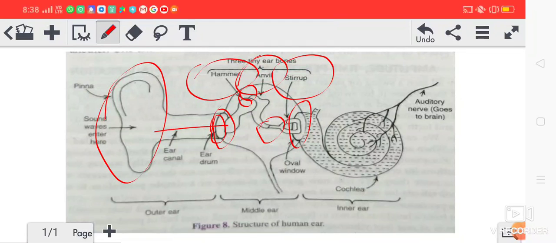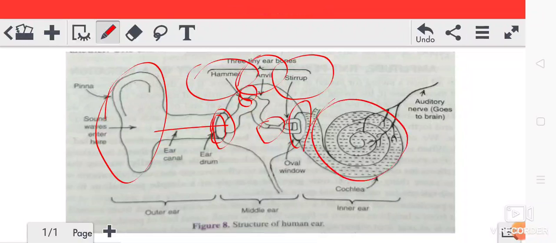And the inner part of the ear has a coiled tube. This tube is called the cochlea, and one end of the cochlea is connected to the middle part of the ear through the elastic membrane here. This cochlea is filled with liquid, and the liquid present in the cochlea has nerve cells which are very sensitive to sounds. The other part of the cochlea is connected to the auditory nerves which go to the brain.